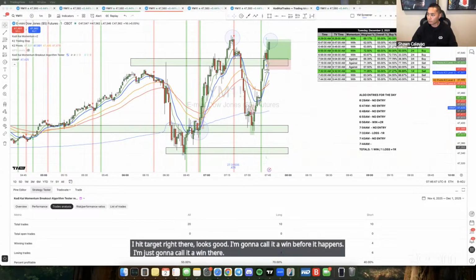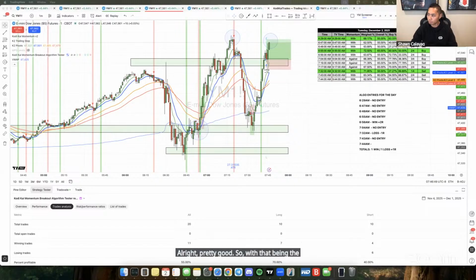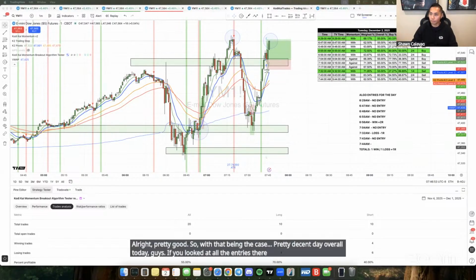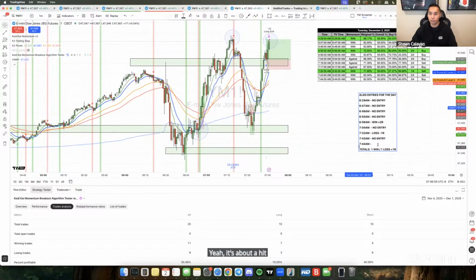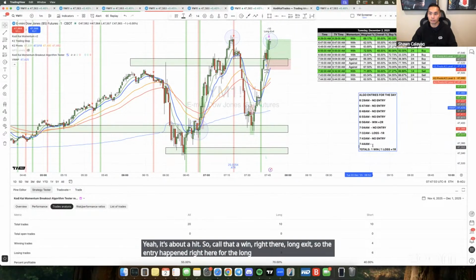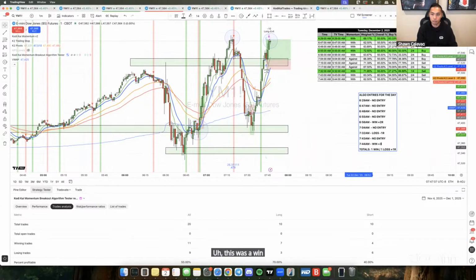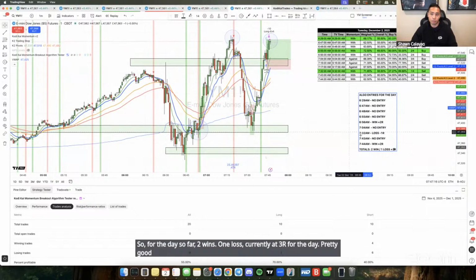All right, pretty good. So with that being the case, pretty decent day overall today, guys, if you looked at all the entries there. Yeah, it's about a hit. So we'll call that a win right there. Long exit. So the entry happened right here for the long exit right there. This was a win. So for the day so far, 2 wins, 1 loss. Currently at 3R for the day. Pretty good day overall. I mean, 3R is pretty decent, right?